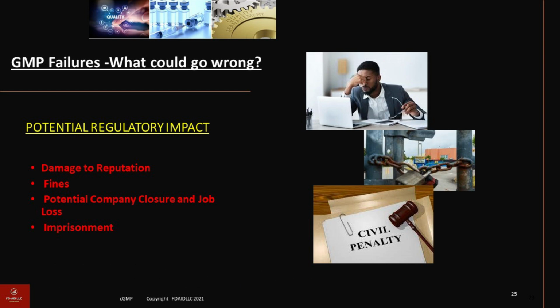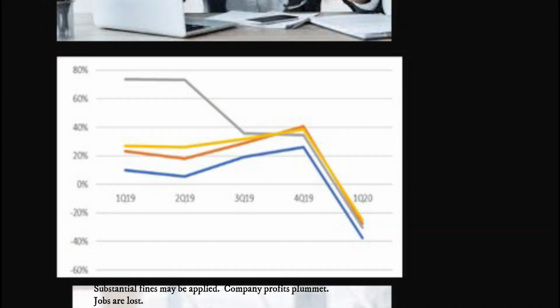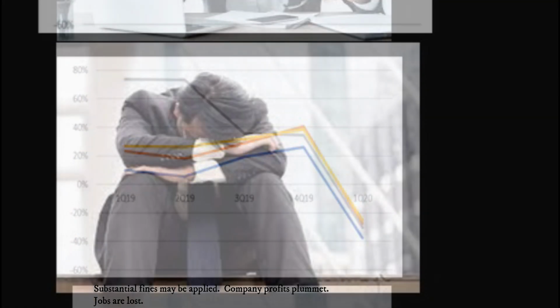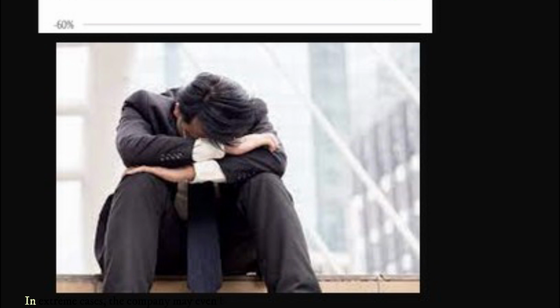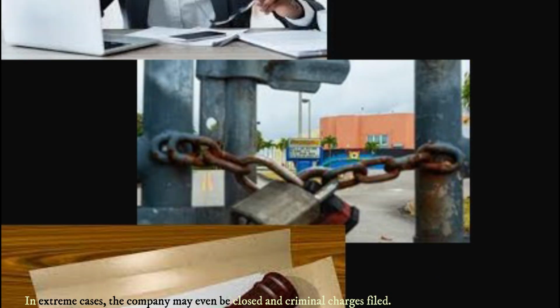When there is a breach in the adherence to quality and GMPs, there follows a potential loss in reputation and trust. Substantial fines may be applied. Company profits plummet. Jobs are lost. In extreme cases, the company may even be closed and criminal charges filed.